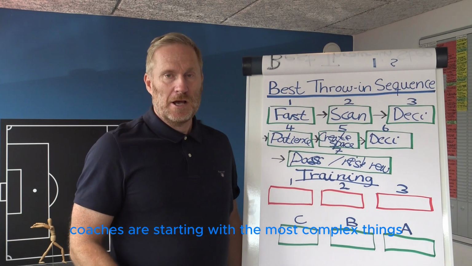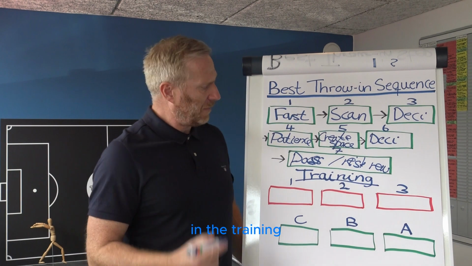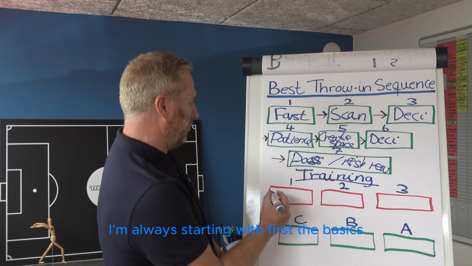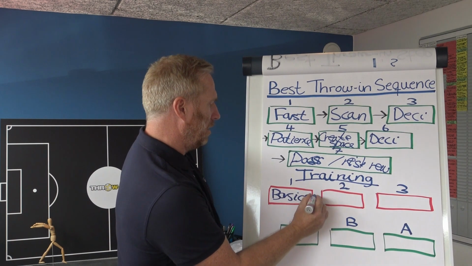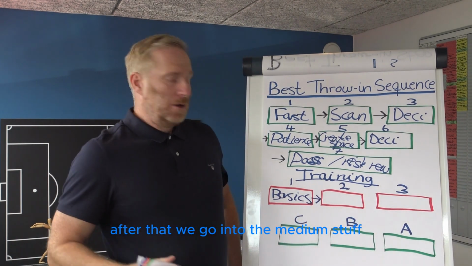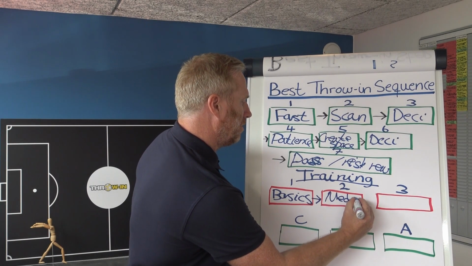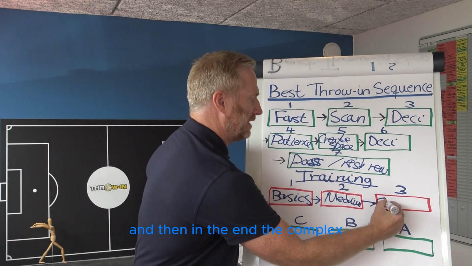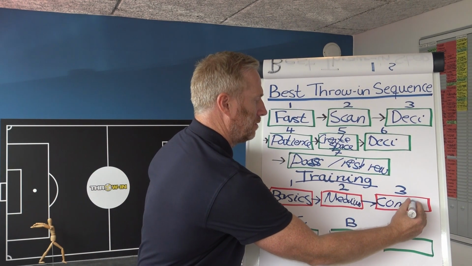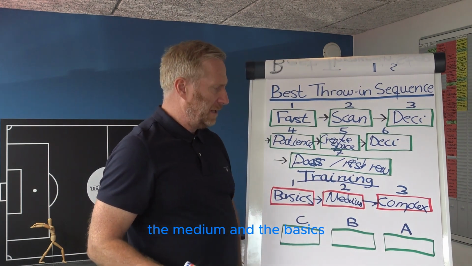And for me, it's a big challenge in football around throw-ins, that coaches are starting with the most complex things. So in my long, fast, and clever throw-in philosophy, in the training, I'm always starting with first the basics. After that, we go into the medium stuff. And then, in the end, the complex. And what is the complex, the medium, and the basics?